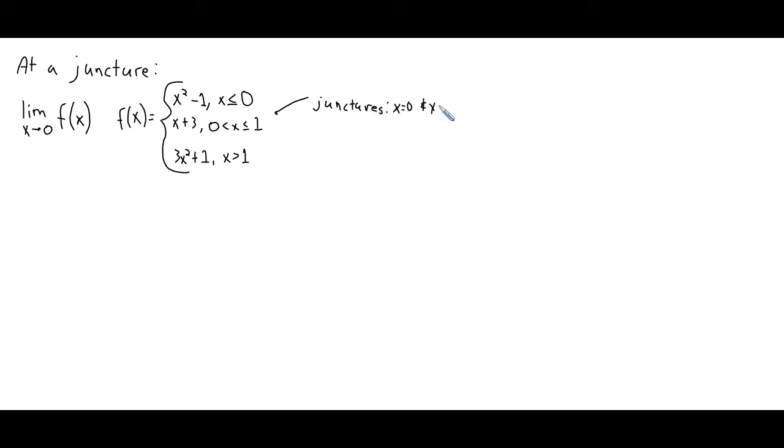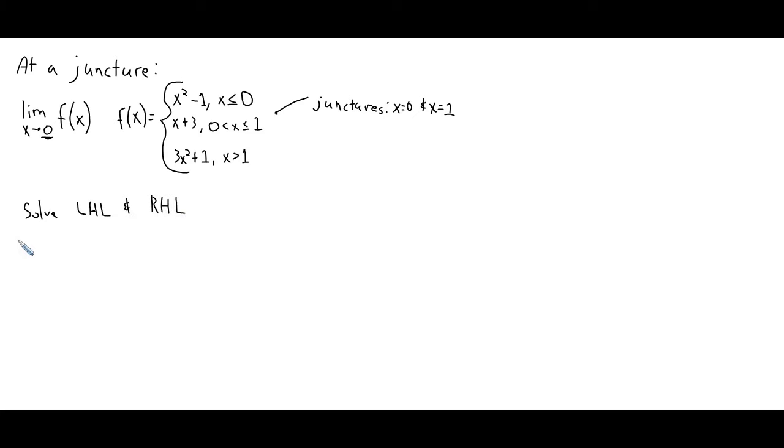And we're looking for the limit of f of x as x approaches 0. So immediately we know that we are solving this limit at a juncture, right? Limit is x approaches 0, and x equals 0 is one of our junctures. Okay, so how do we do this? Here, we have to look at the left-hand limit and the right-hand limit. So at x equals 0, f of x splits from x squared minus 1 to x plus 3, right? So those are the two functions that we're interested in here.